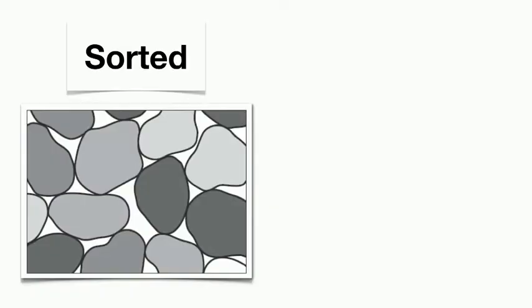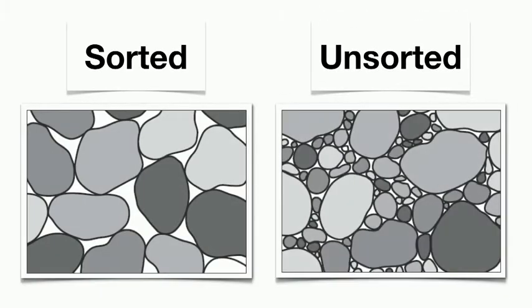Now let's take a look. Here's a sorted sample, all relatively the same size and shape. Here's an unsorted sample. You see that the smaller fragments really clog up the bigger pore spaces, dramatically dropping porosity in this case.